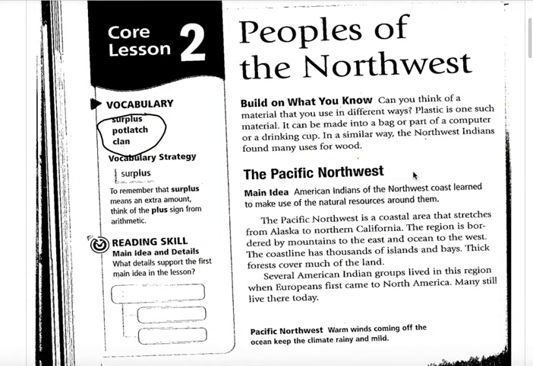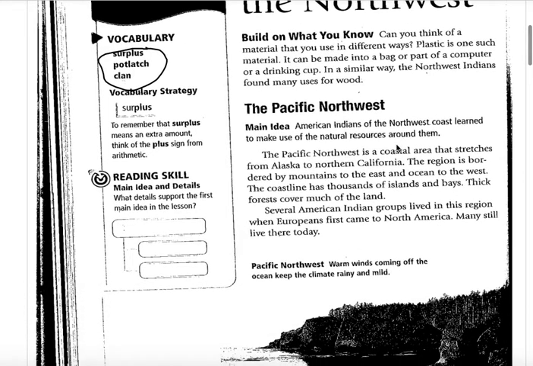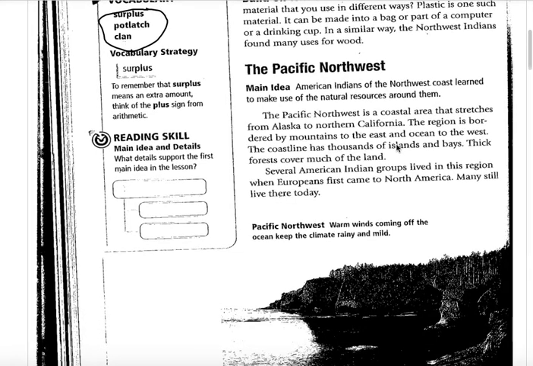It says, can you think of a material that you can use in different ways? Plastic is one such material. It can be made into a bag or part of a computer or drinking cup. In a similar way, the Northwest Indians found many uses for firewood. The Pacific Northwest, main idea: American Indians of the Northwest coast learned to make use of natural resources around them.